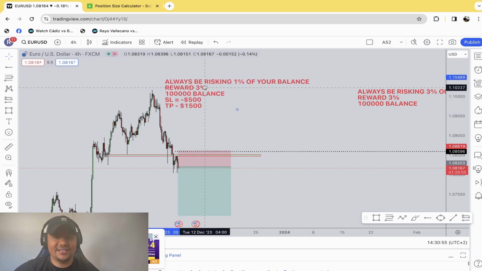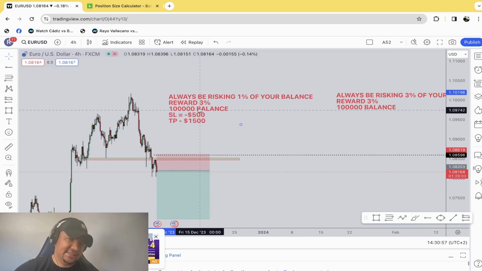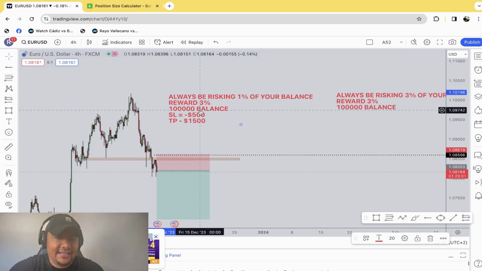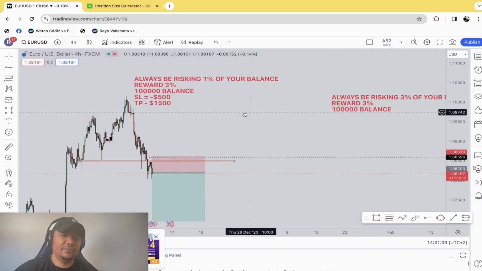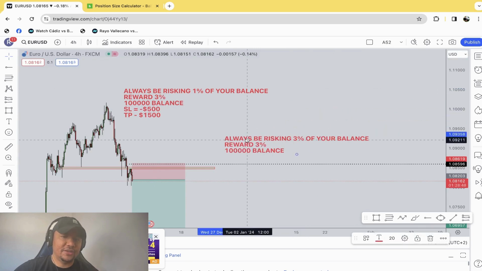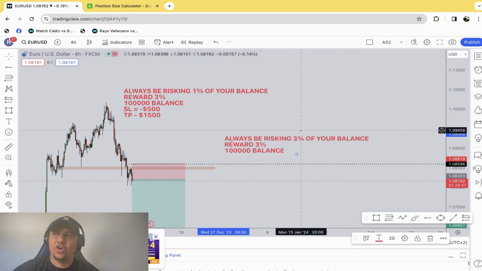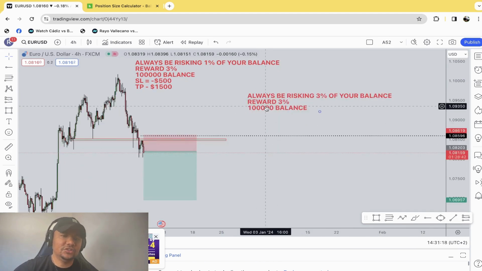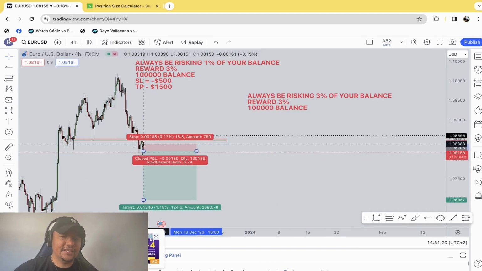Now if you ask someone like me, is $1,500 a lot? Yes, it is a lot of money. So I would be happy to make $1,500 on a single trade. So that would be a good reward. Now we're gonna use the same example over here onto someone that doesn't calculate their risk, or that just goes into lot sizes randomly.